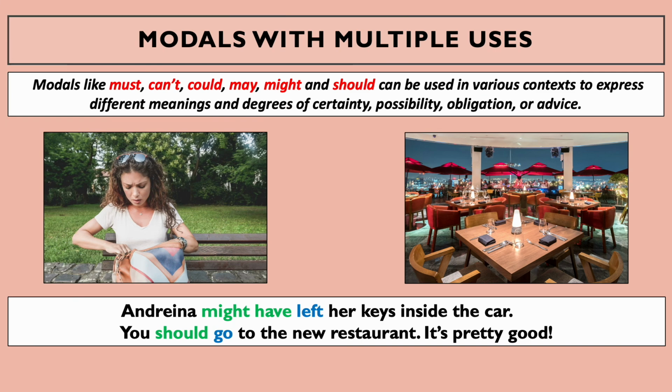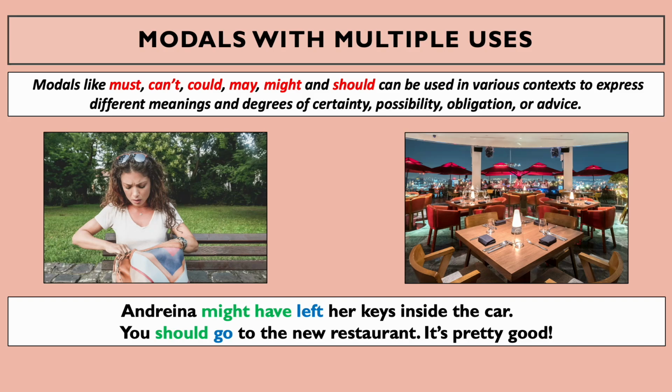Modals with multiple uses. Modals like must, can't, could, may, might, and should can be used in various contexts to express different meanings and degrees of certainty, possibility, obligation, or advice. For example, Andreina might have left her keys inside the car. You should go to the new restaurant.